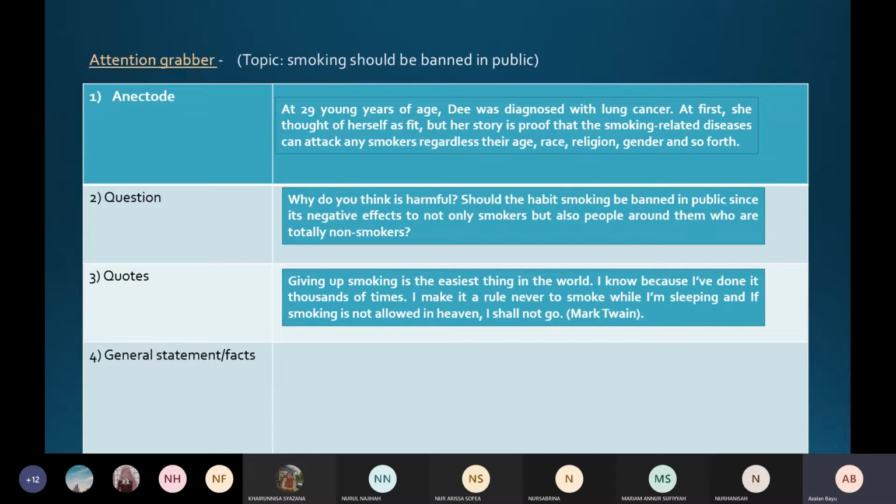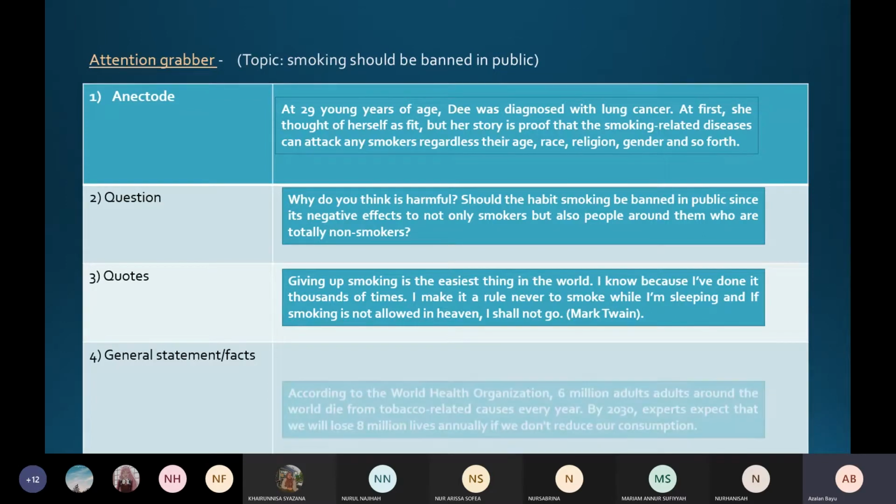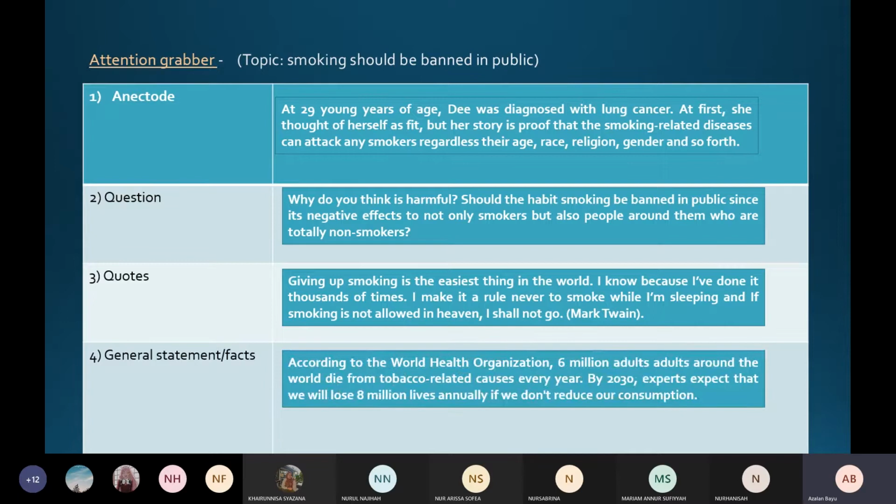Ataupun you boleh gunakan fact ataupun general statement about smoking. You can use according to WHO. WHO ni Badan Kesihatan. 6 million adults around the world die from tobacco-related causes every year. By 2030, experts say that we will lose 8 million because of smoking, right? If you don't reduce our consumption. So we're talking about all the attention grabber is about smoking in general.